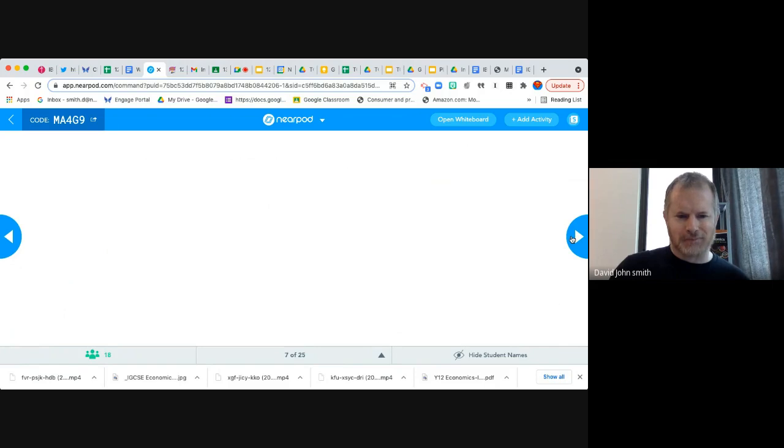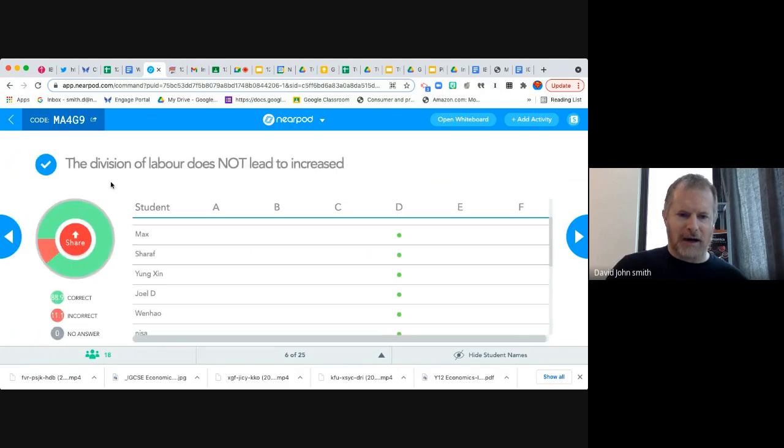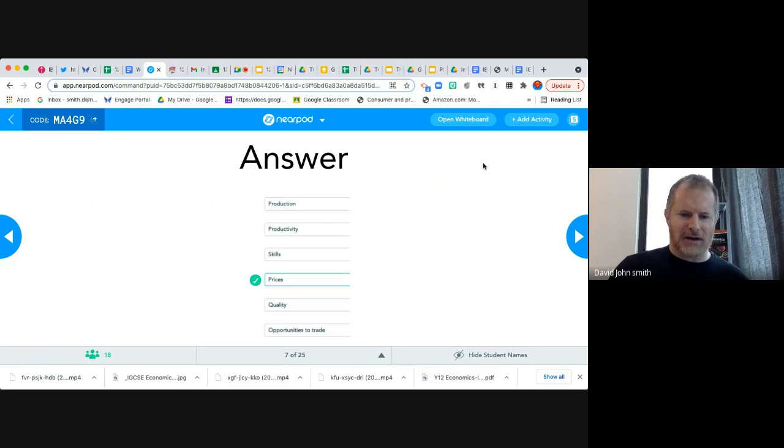Good. The answer is prices, okay? So when we're talking about the division of labor, it does not lead to an increase in prices. It will potentially increase the level of production, productivity, skills, and quality. It's an argument, and it creates opportunities to trade. And that's one of the important ones considering our topic.